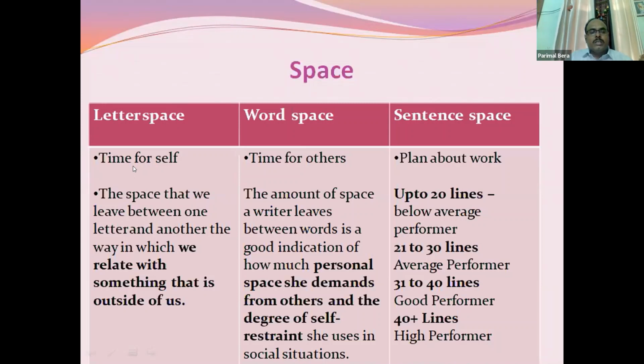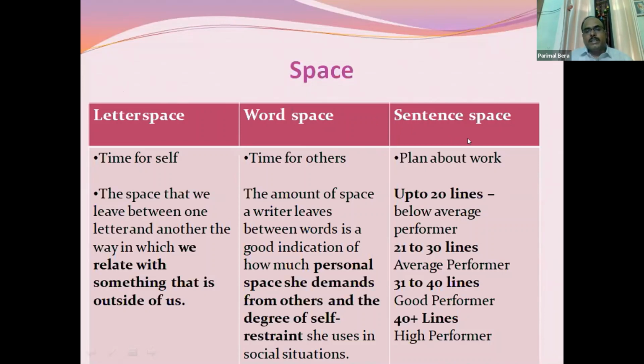And your time for yourself, whether you are getting time for yourself or not, can be easily understood from the letter space. Time for self can be understood from the space that we have read in the letters, and in the word space, time for others: how much time you are spending from your social zones, with your friends, your social relatives, and the others. That can be easily understood from the word space.